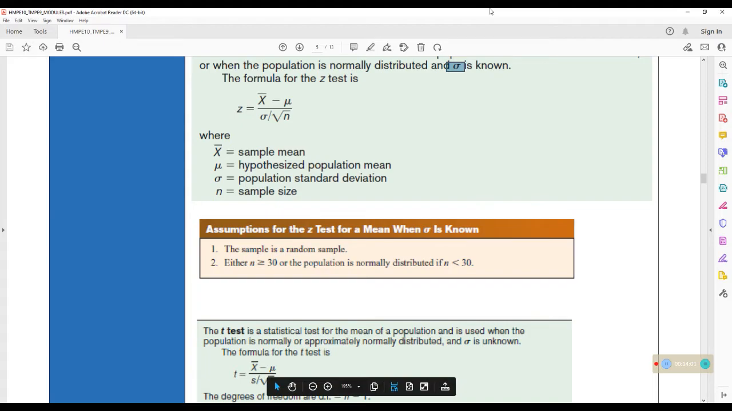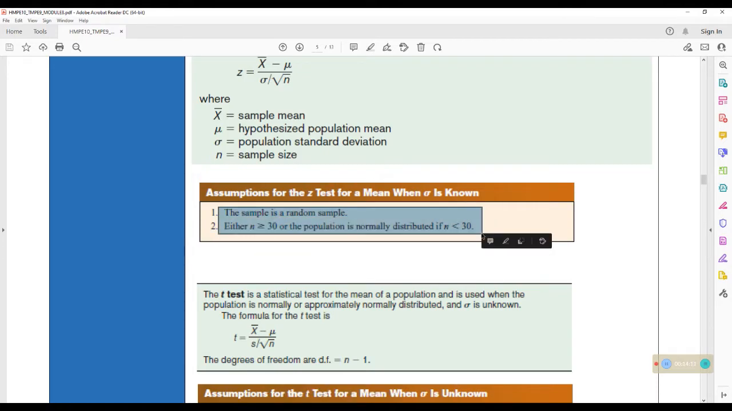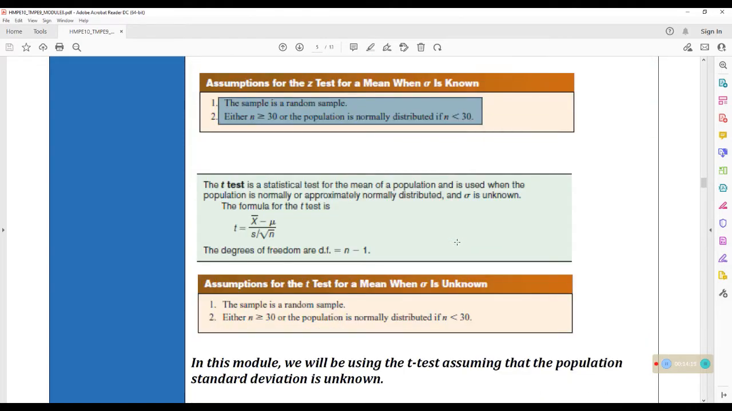So, these are the assumptions for the z-test for a mean when the variance is known. The sample is a random sample. So, hindi kayo pwedeng gumamit ng z-test if your sampling technique is non-probabilistic, yung mga may bias. Okay? Yung mga convenience sampling, quota sampling, hindi kayo pwedeng gumamit ng z-test kung ganun yung ginamit na sampling technique.